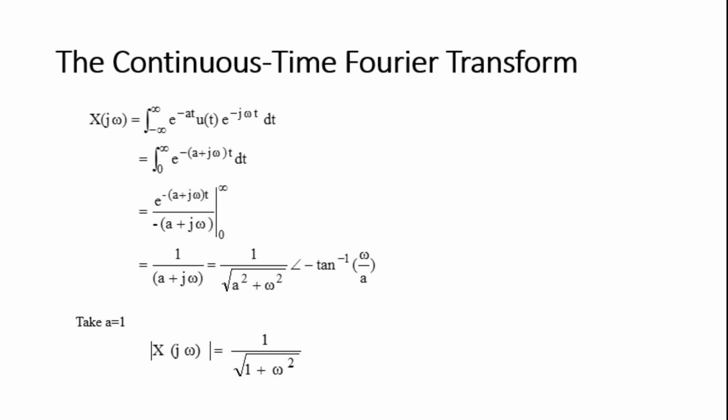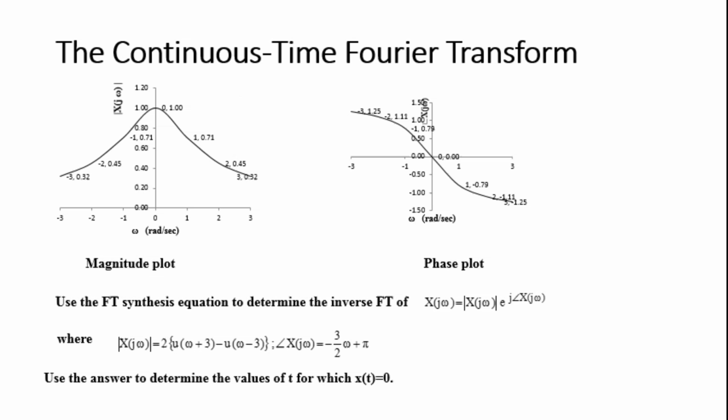Take a is equal to 1, then mod of x of j omega is equal to 1 divided by root of 1 plus omega square. Then the magnitude plot and phase plot for the given problem are as shown in the figure. Initially the magnitude plot increases, that means when omega varies, x of j omega increases and the maximum value is 1, the amplitude is 1, and once again it decreases. Similarly in the phase plot, initially the plot decreases, and when it reaches positive values of omega, we get negative values of amplitude.